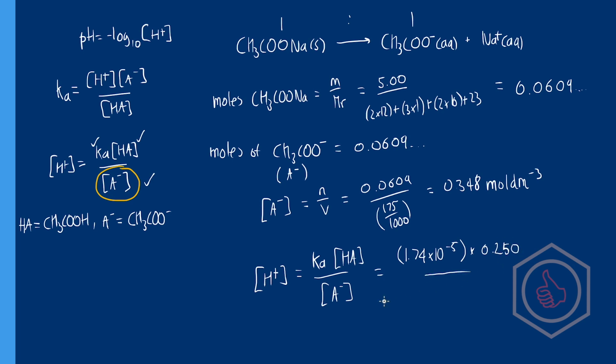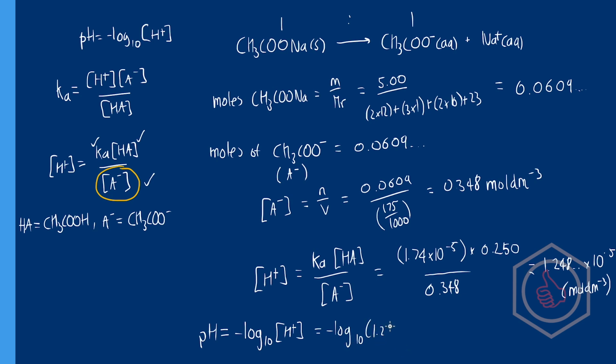And we've just calculated the concentration of A- to be 0.348, giving us a concentration of H plus ions of 1.248 times 10 to the minus 5 mole per decimeter cubed. Now we can use this concentration of H plus ions to find pH, because remember, pH equals minus log to the base 10 of the concentration of H plus ions, which equals minus log to the base 10 of 1.248 times 10 to the minus 5, which gives us a pH value of 4.90. Great, part A is complete and answered.